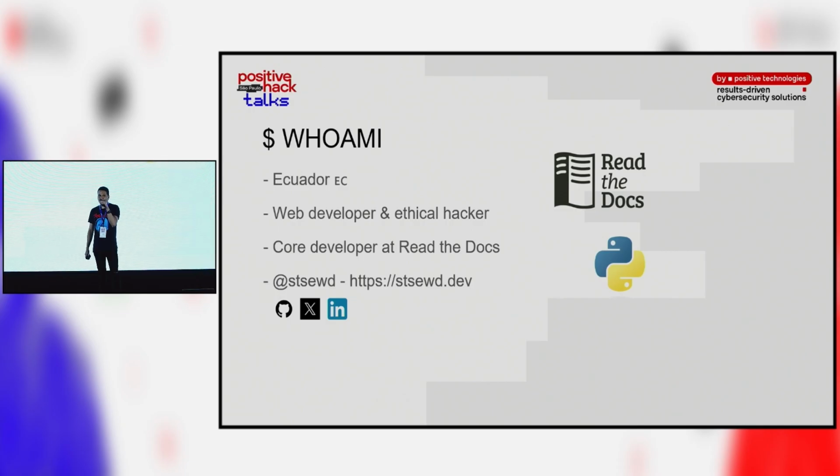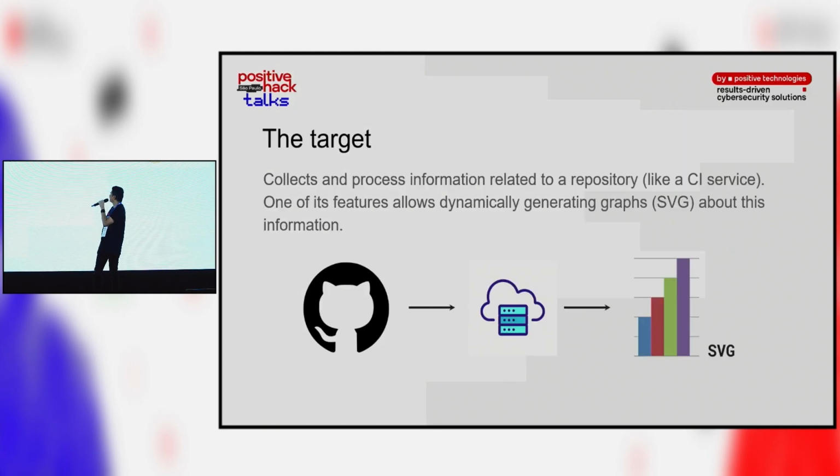I love open source software. I have contributed to several projects with code and also by reporting vulnerabilities to open source projects like CPython, Django, OAuth, Sentry, NeoVim, and of course, PyHackers itself as part of my job. You can find me on the internet as STSEWD. There is a link to my blog, where I publish things related to security and software development.